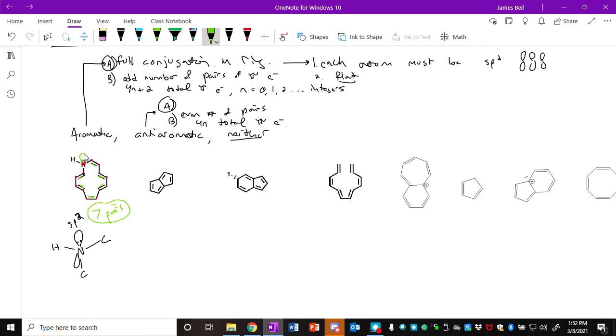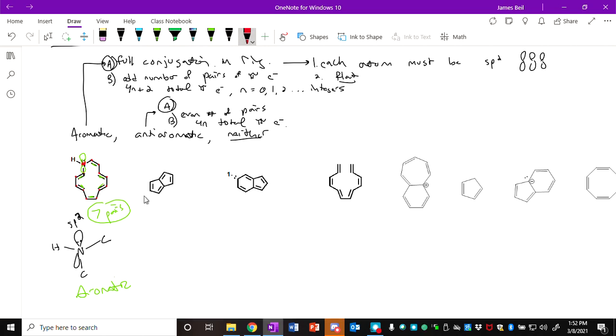If this electron pair gets in a p orbital, the lone pair there, and all the other ones overlap, that'll be the 7th pair. It'll be an odd number of electron pairs around a fully conjugated ring. And so that would be aromatic. And that would be especially stable.